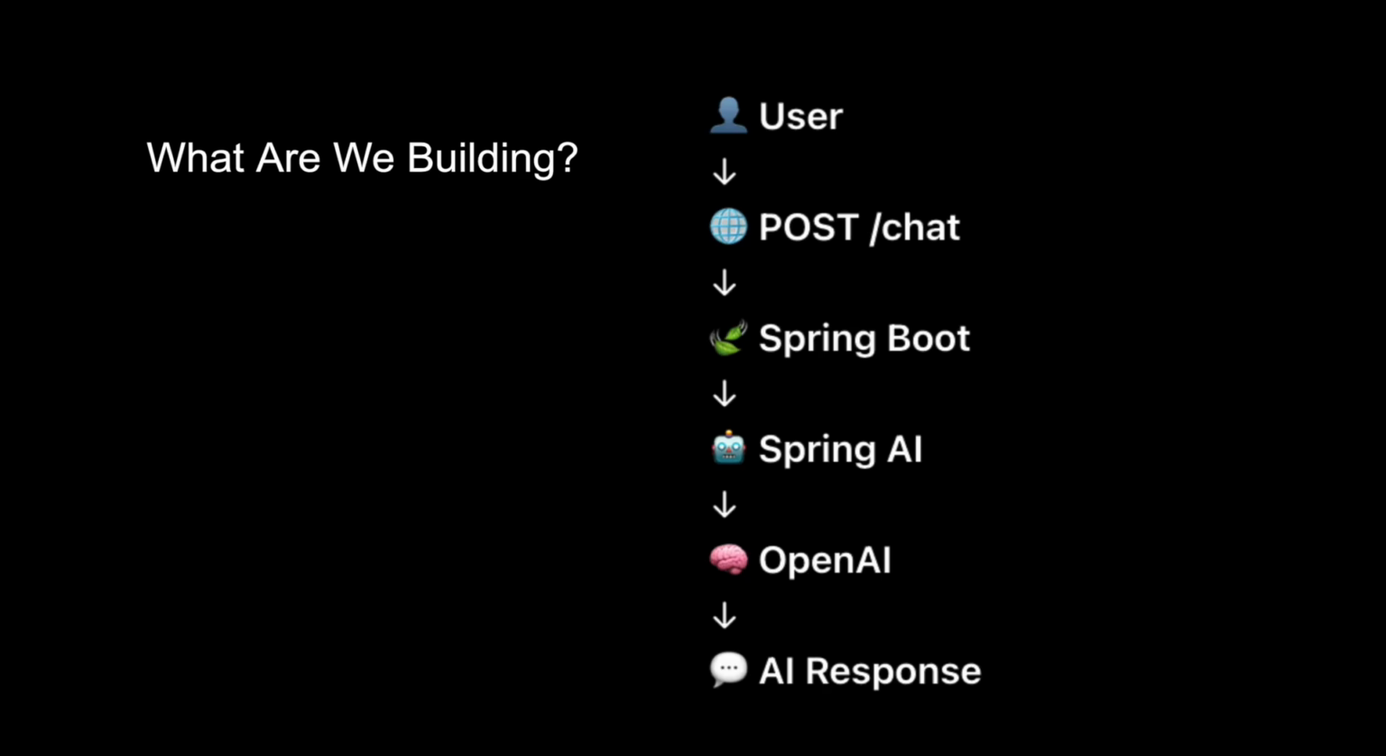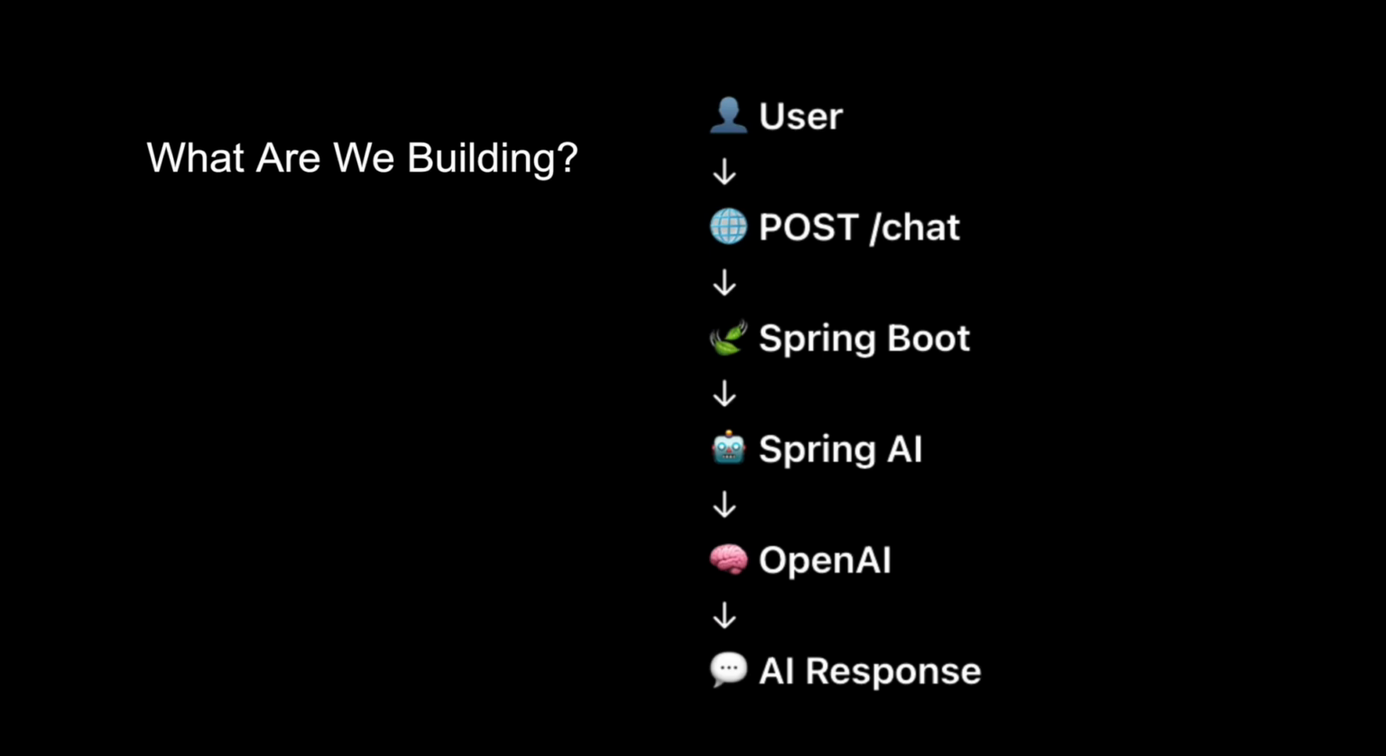Imagine we are creating an application for our company. The application has a simple REST API called /chat. A client sends a question. For example, explain Java streams. Our Spring Boot application receives that request. Instead of answering itself, it forwards the question to Spring AI. Spring AI communicates with OpenAI. The AI generates the answer. The answer comes back to our application. Finally, our REST API returns that answer to the user.